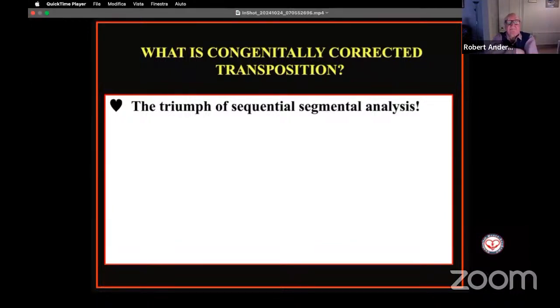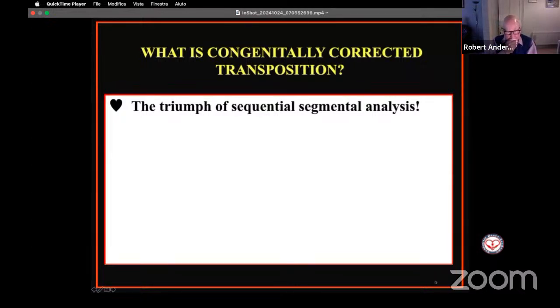Well, good afternoon to you all, ladies and gentlemen. It's a pleasure to be back with the autumn session of the Morphology series for the Congenital Heart Academy. And as you can see from the image that is in front of you at the moment, our question today: what is congenitally corrected transposition?